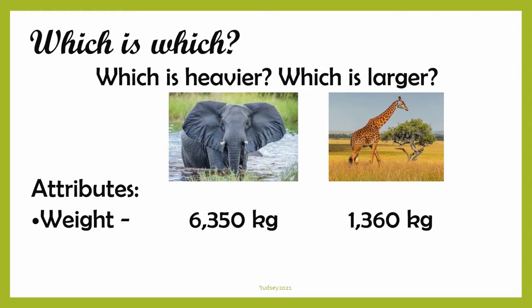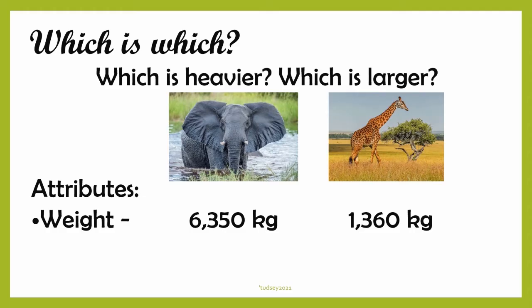Kg is the shortened form of the word kilogram. Now, by knowing their weight, can you tell me which one is heavier? Great! Elephant is heavier than the giraffe.